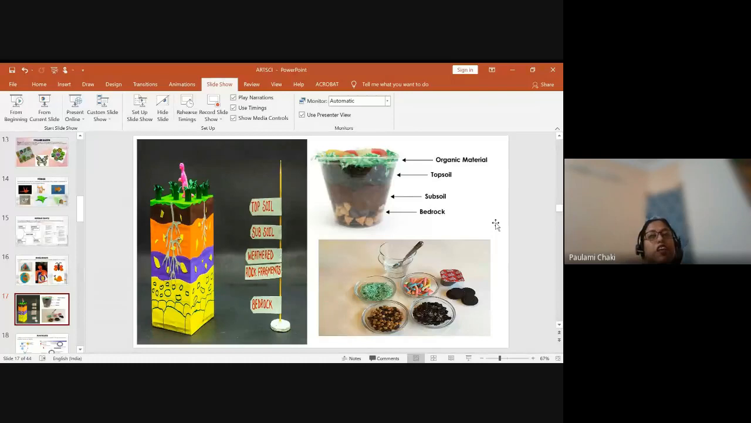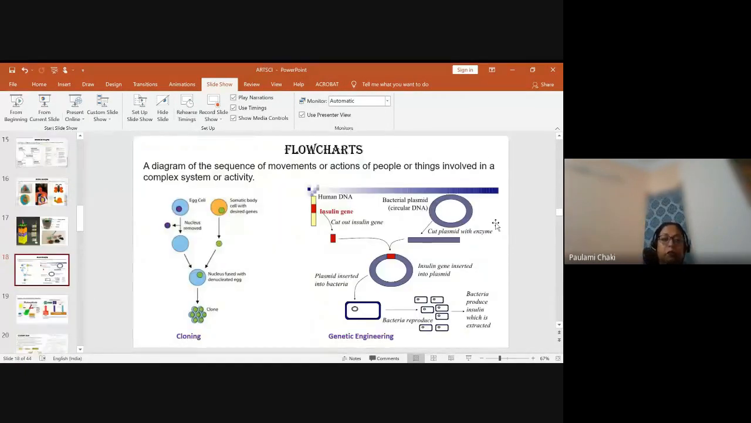So see, this is a very fun, experiential way of learning topsoil, subsoil, rock fragments, parent rock or bedrock, because somewhere it is again confusing. A horizon, O horizon, when we are teaching, that becomes quite confusing. So this way it can be introduced in a very joyful manner in the classes. Then comes flowchart.